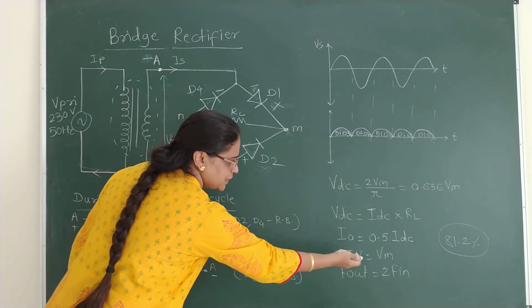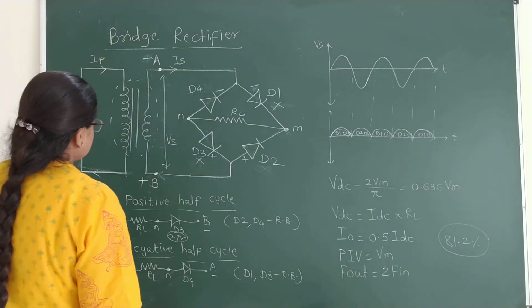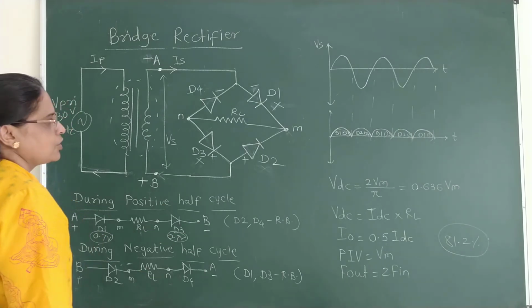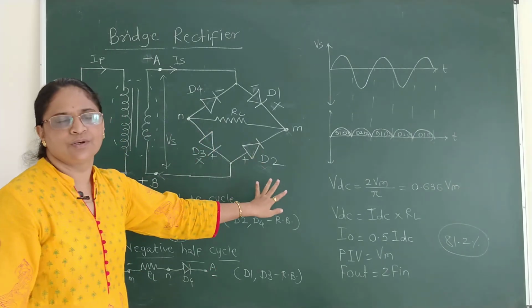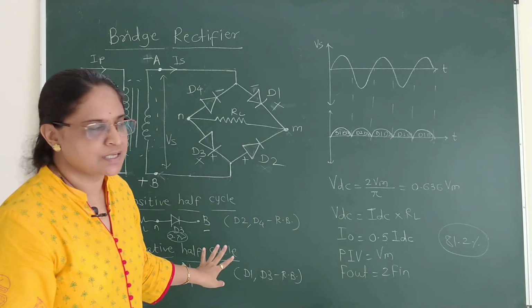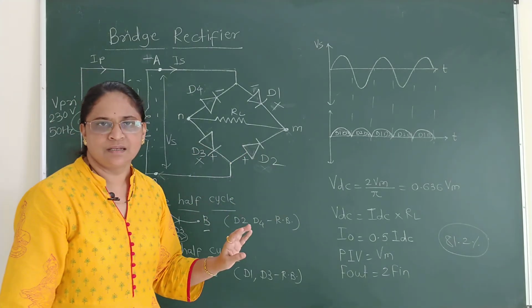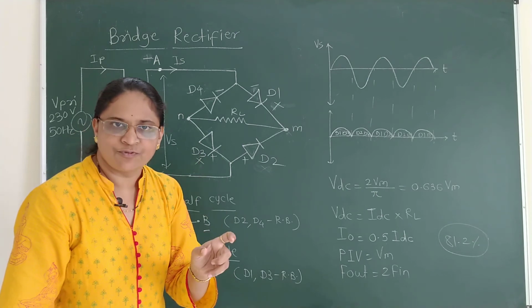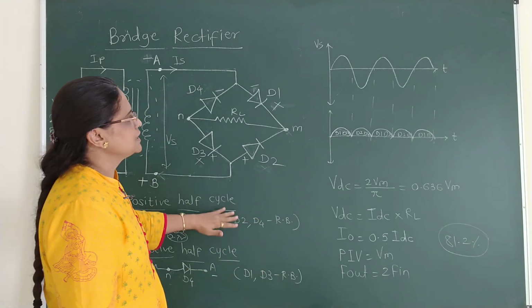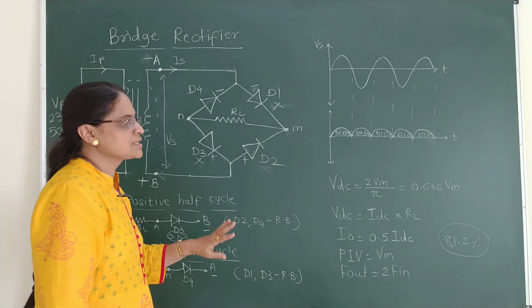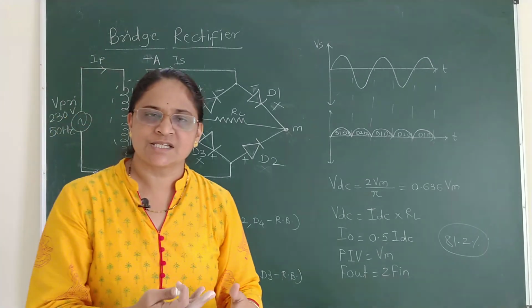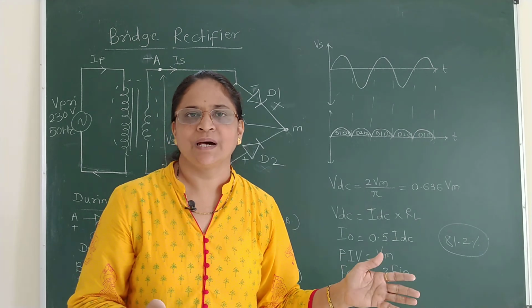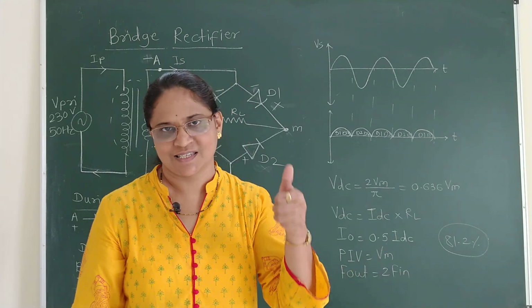Again, the PIV rating should be greater than Vm. Stepping up or stepping down is not necessary. Then also directly 230 volt can be given to such a bridge rectifier circuit. This is available in IC form. In this way, we can study the bridge rectifier as compared to full wave as well as half wave. So our next session will be the comparison of these three rectifiers. Thank you.